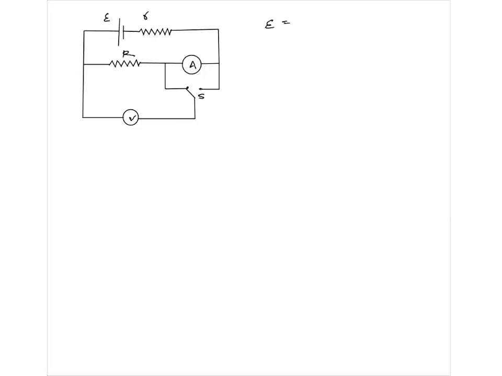EMF is given 4.3 volt. Internal resistance is given 1 ohm. External resistance is given 50 ohms. The total ammeter resistance is 2 ohms and the voltmeter resistance is 200 ohms.